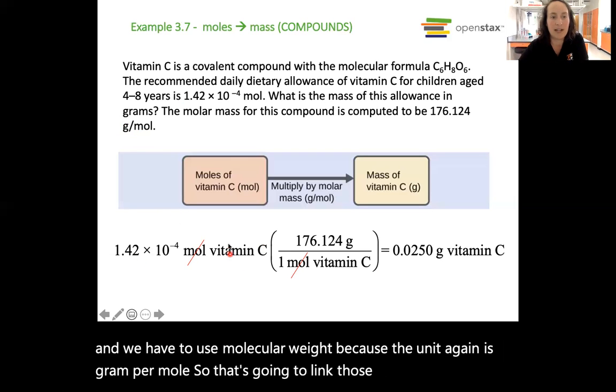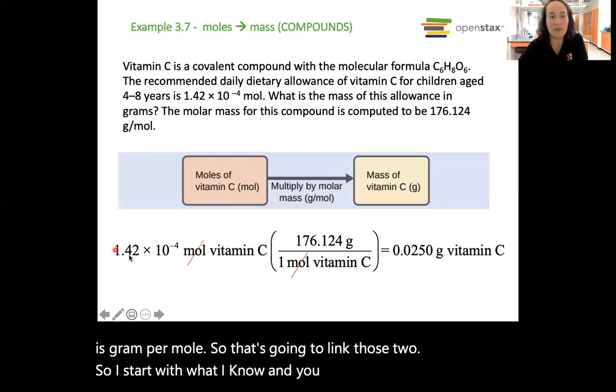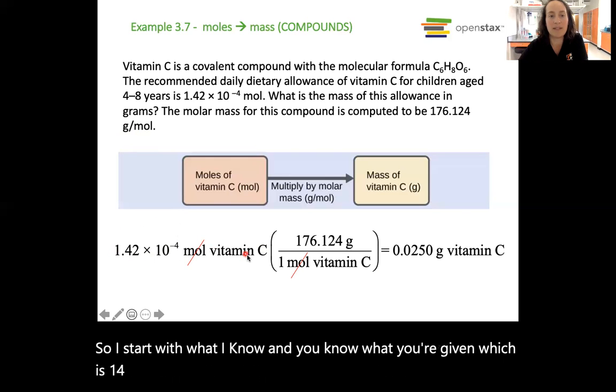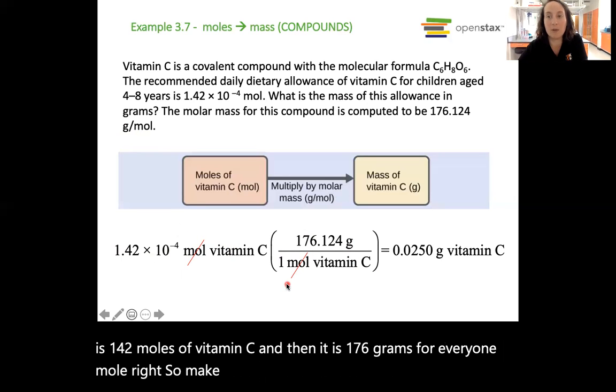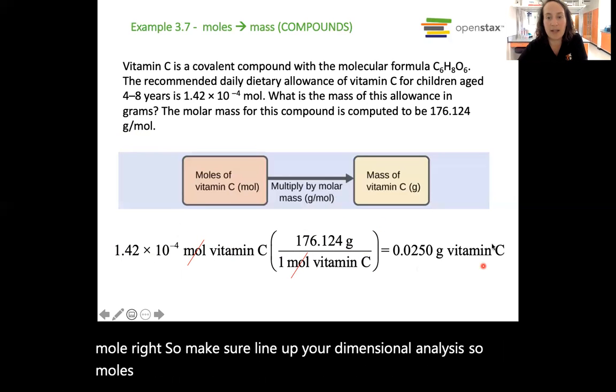So I start with what I know, what you're given, which is 1.42 times 10 to the negative 4th moles of vitamin C. And then it is 176 grams for every 1 mole, right? So make sure you line up your dimensional analysis so moles cancel, and you'll be left with grams. So that is 0.025 grams of vitamin C.